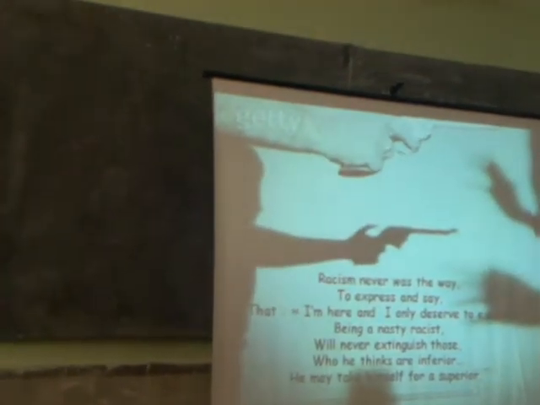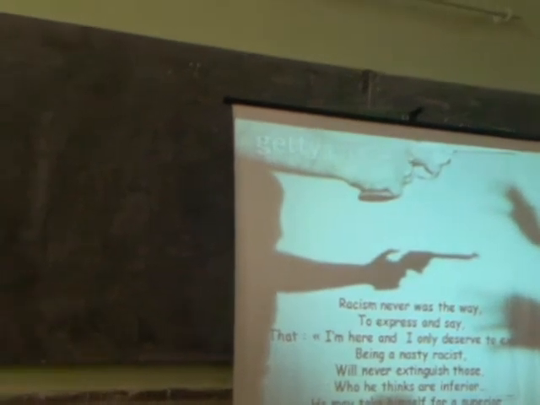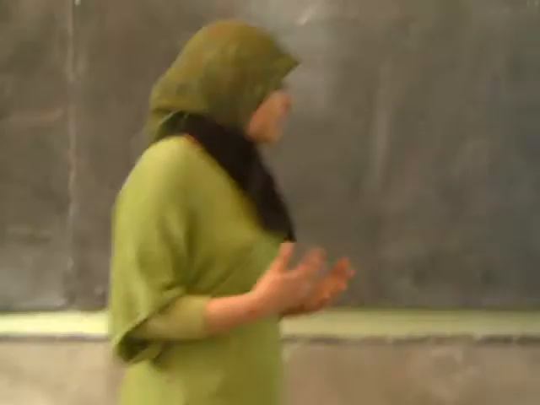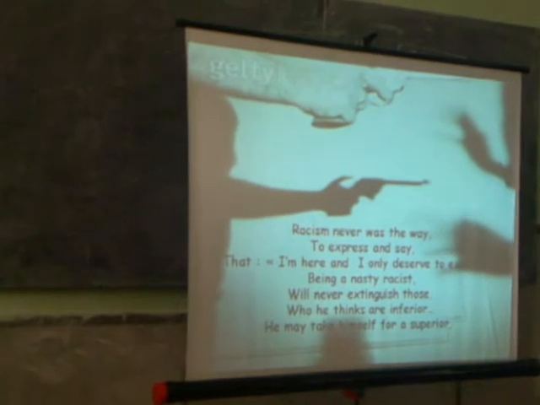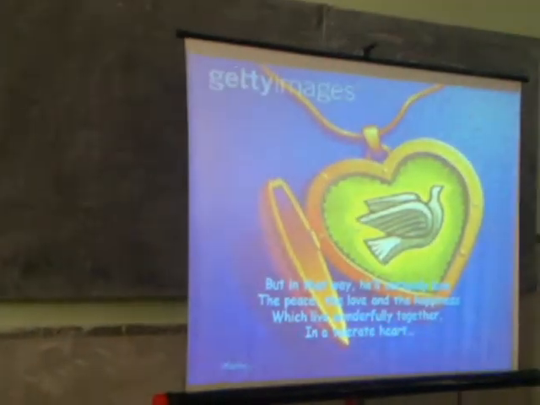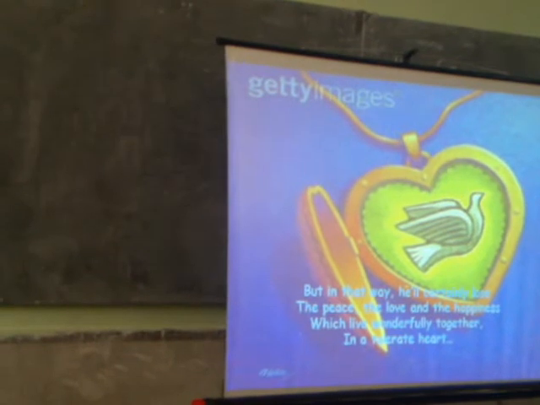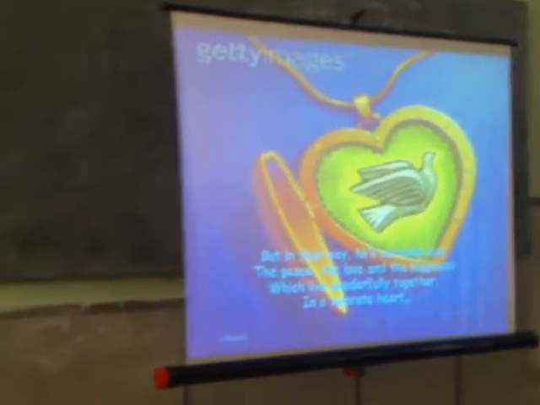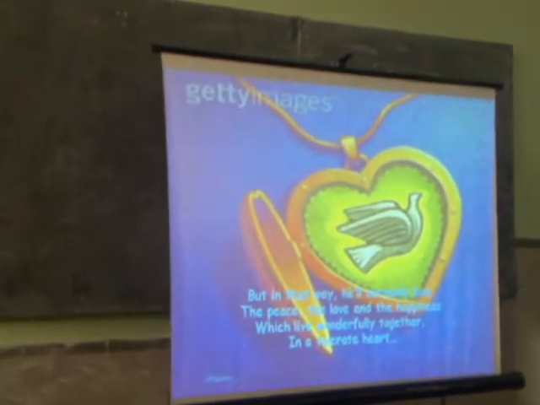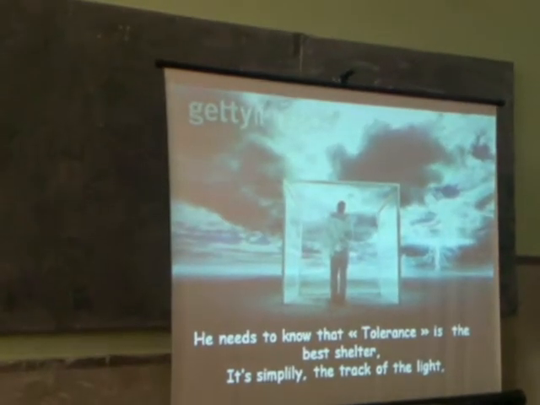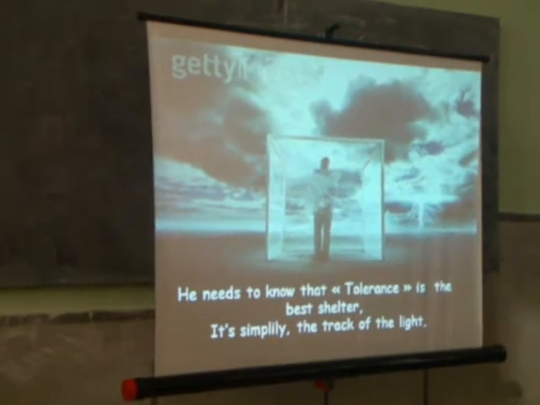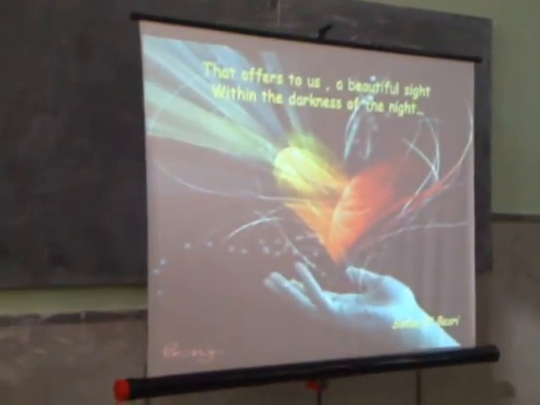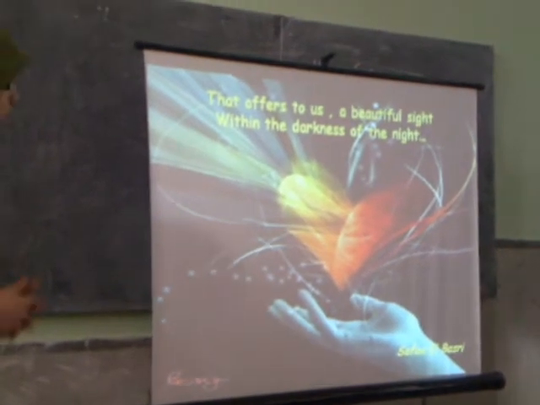Racism never was the way to express and say that I'm here and I only deserve to exist. Being a nasty racist will never extinguish those who he thinks are inferior. He may take himself for superior, but in that way, he will certainly lose the peace, the love, and the happiness which live wonderfully together in a tolerant heart. He needs to know that tolerance is the best shelter. It's simply the trunk of the light that offers to us a beautiful sight within the darkness of the night.